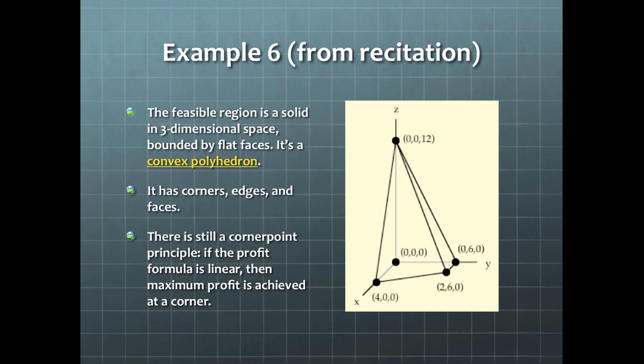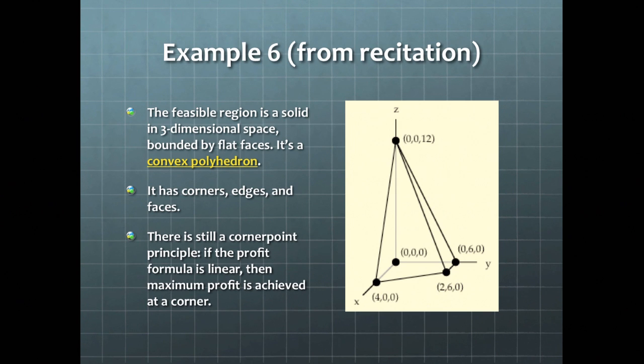You don't need to worry, okay? So I have somehow worked this out, and I'm telling you that the feasible region is the solid with those 5 corners. It has corners, it has edges, it has flat faces. We call this a convex polyhedron. Polyhedron simply means many faces.